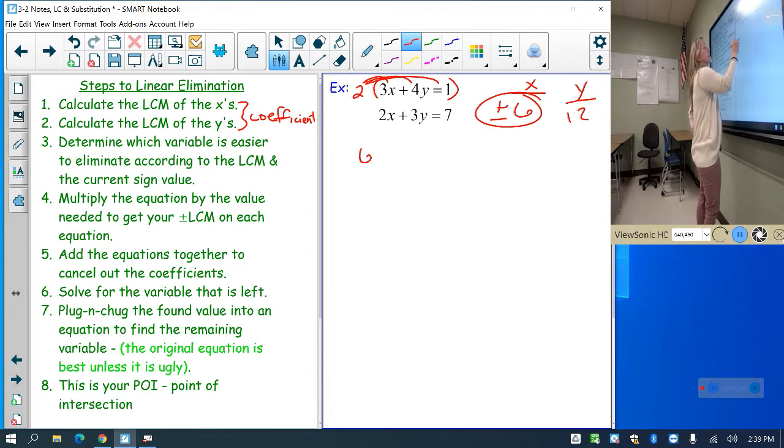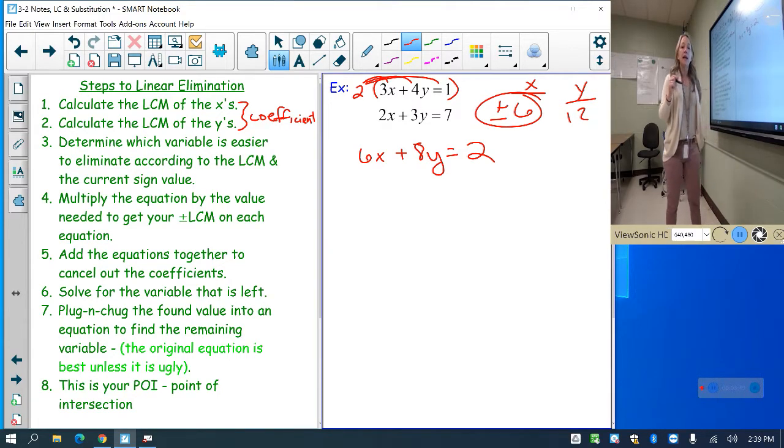2 times 3 is positive 6. 2 times 4 is 8. So I get 8y equals 2. So I was able to get a positive 6 for the coefficient of the x. How do I get a negative 6 for the second equation? For this equation, I need a negative 6. What am I going to do? What do I have to multiply the entire equation by to get a negative 6?